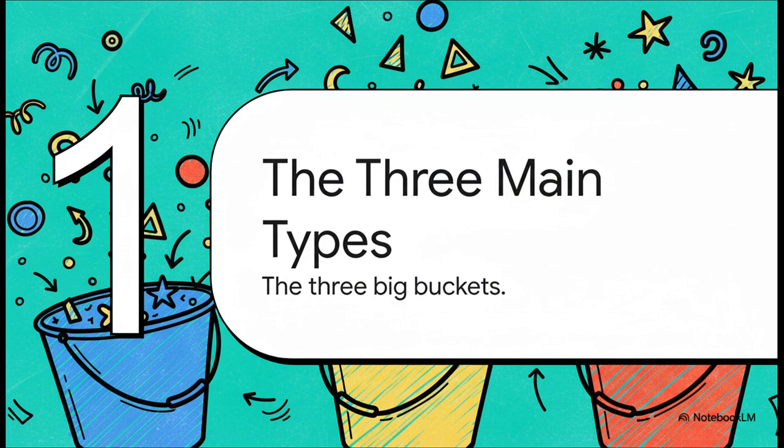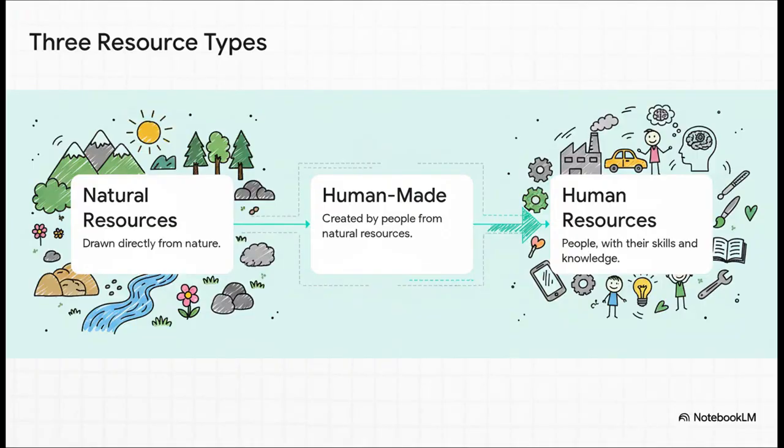Think of it like this. Every single resource you can imagine, absolutely everything, can be dropped into one of three main buckets. It's our first and biggest way of sorting things. And honestly, it's pretty straightforward. First, you've got your natural resources, stuff that comes directly from nature. Then, you have human-made resources, which are things we build and create. And finally, human resources, which, you guessed it, is us, people. So let's break each one of these down.